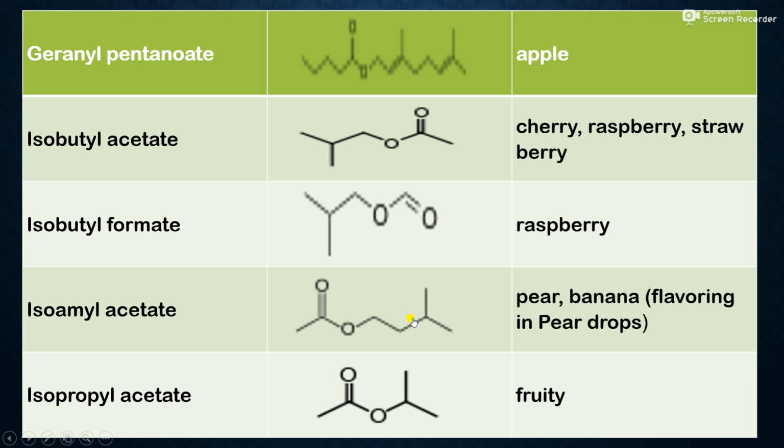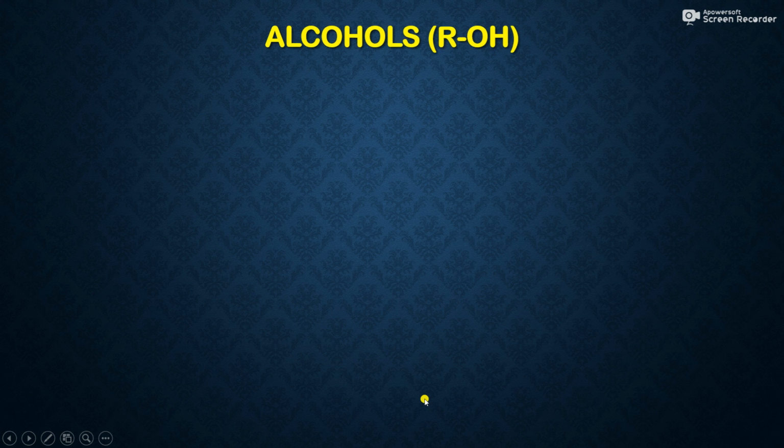Then isoamyl acetate. So this is isoamyl acetate and found in pear, banana, and it is used as a flavoring in pear drops. Then isopropyl acetate. So this is the acetic acid part, and this is the isopropyl group, found in various types of fruits.